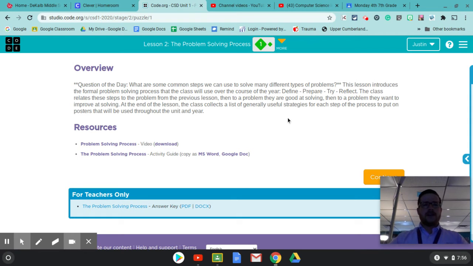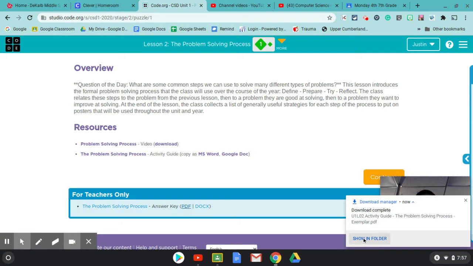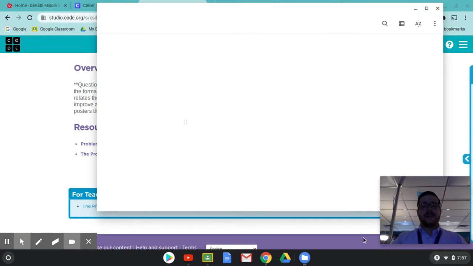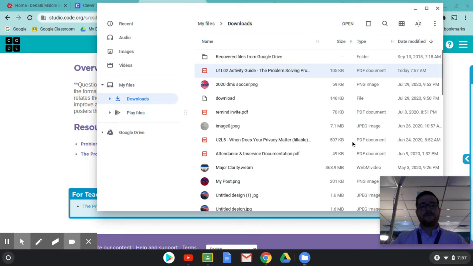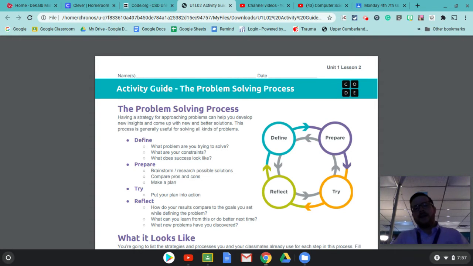Now, this right here talks about the problem-solving process. Now, this is really, in my opinion, you don't have to open it. You can look at mine. You can open it and look at it. This is kind of like the scientific method. You try something and you see if it works, and then you tweak it.